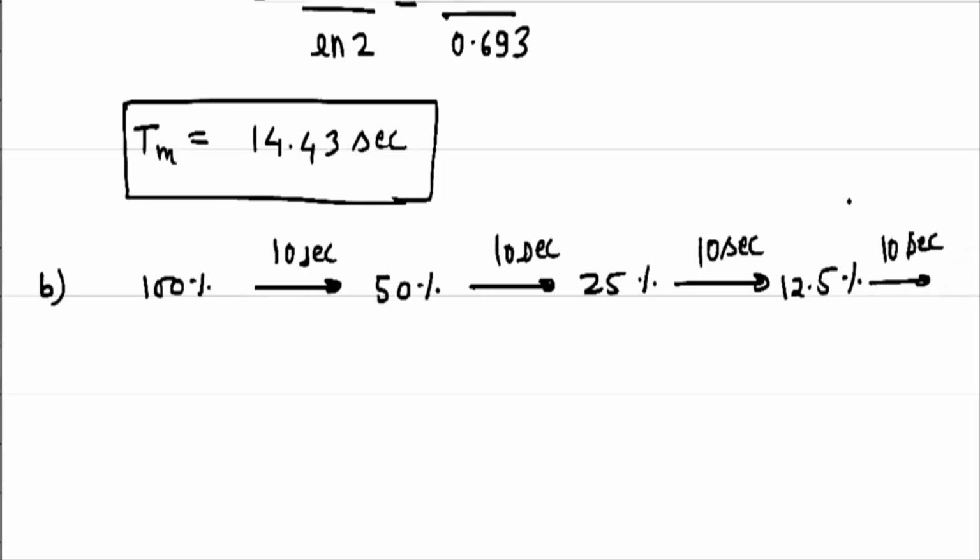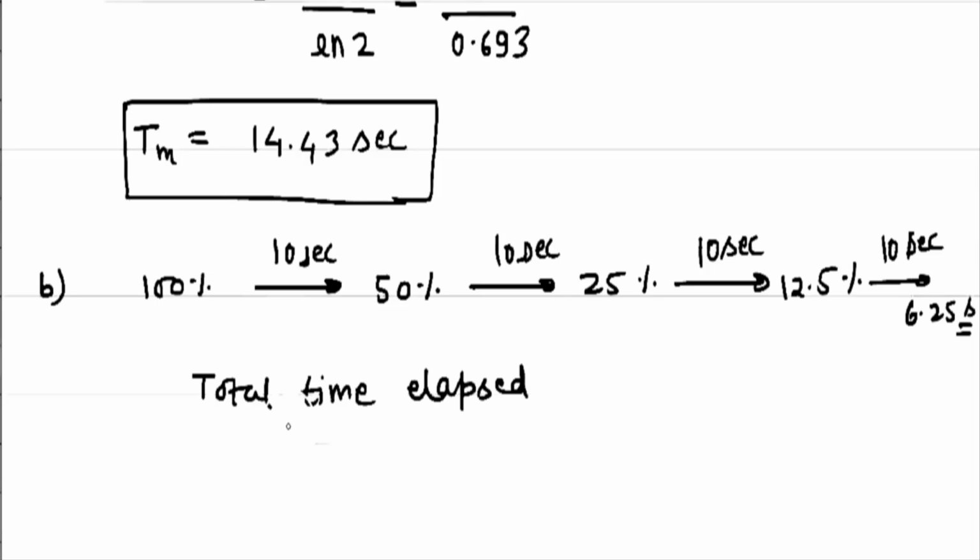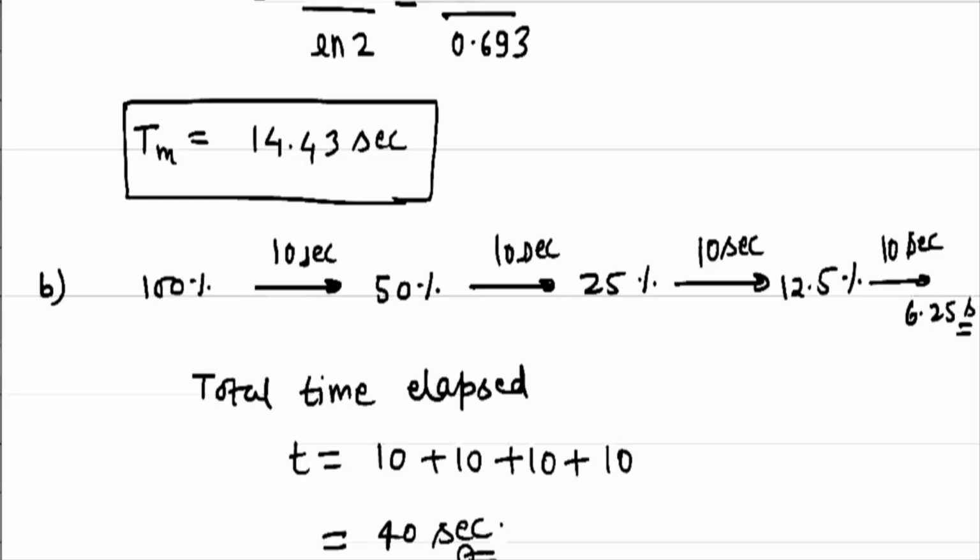6.25%. Okay, so from 100% to 6.25%, the total time elapsed will be small t, that is equal to 10 seconds plus 10 seconds plus 10 seconds plus 10 seconds, that is equal to 40 seconds. So the answer of the second part is 40 seconds. Thank you.